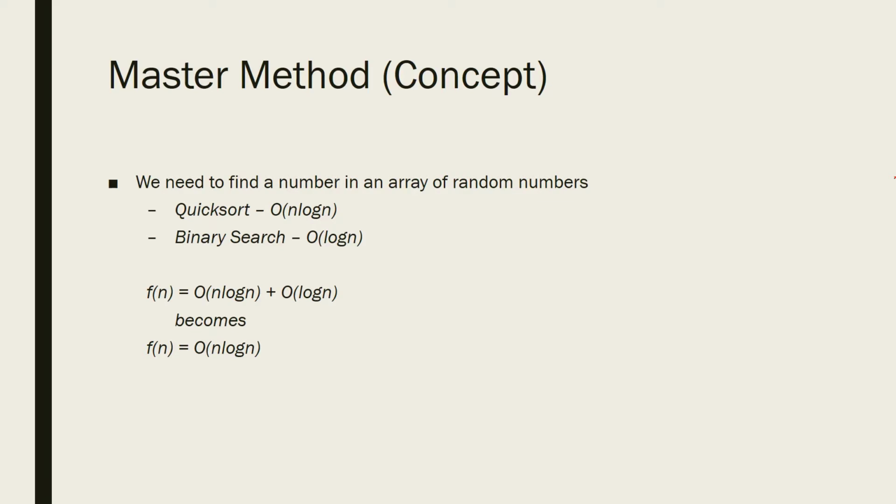A good example would be if we needed to find a number in an array of random numbers. What we can do is use the quicksort algorithm, which runs at n log n, and that'll sort all the numbers. Then we can do a binary search, which runs at big O log n time. So our algorithm is essentially big O n log n plus big O log n. At the end of the day, that becomes big O n log n, since that is the value that increases the most with a sufficiently large n.